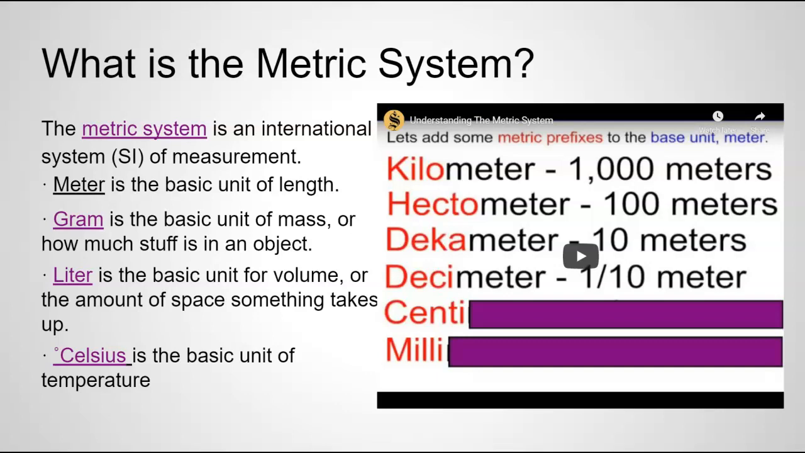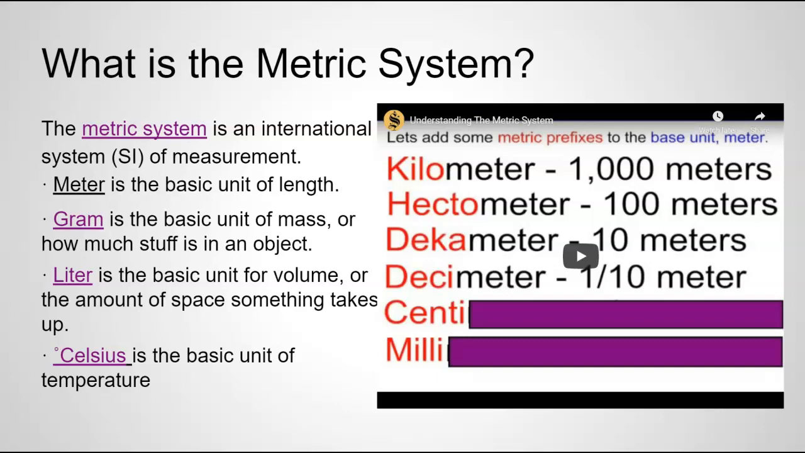The basic unit of length is the meter. So if I wanted to measure a Canadian football field where they use meters, it's actually a little bit longer than our American football fields. The gram is the basic unit of mass. This is how much stuff is in an object.